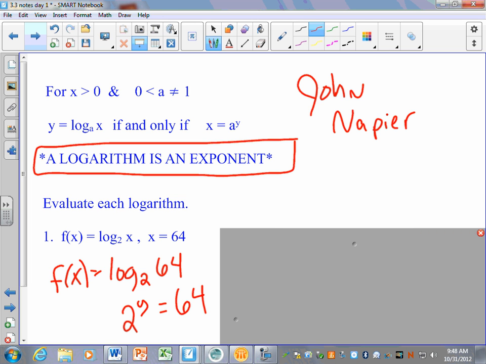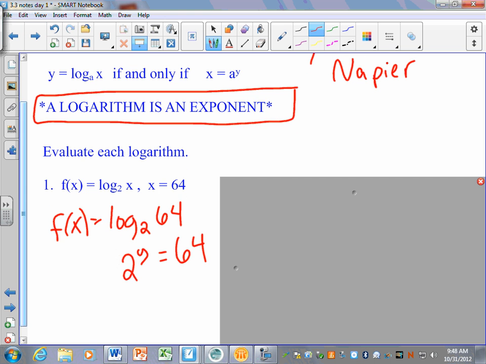So you don't have to rewrite this every time. I just want to do in our notes a couple times to remind you that this is the same as saying 2 to the what power equals 64. And without a calculator, some people kind of struggle a little bit, but powers of 2, let's think about this a little bit. Could we figure that out without a calculator?